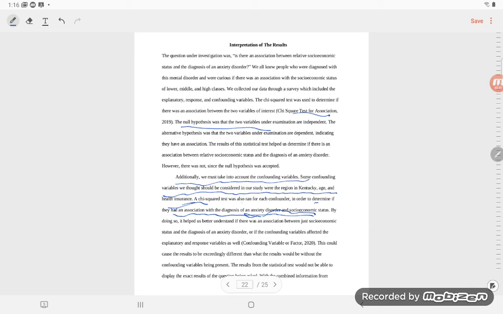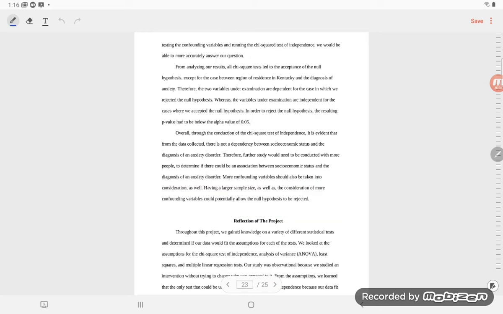And notice they took a while to talk about that, and they come up with, here's kind of their conclusion, I guess. Therefore, the two variables under examination are dependent for the case in which we rejected null. Okay, so yeah, it's kind of funny wording there. Whereas the variables are independent, where they weren't. Okay.